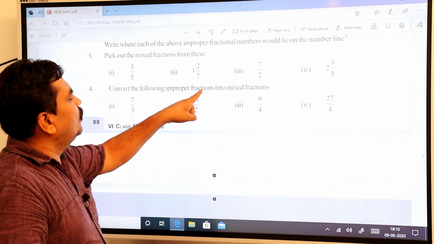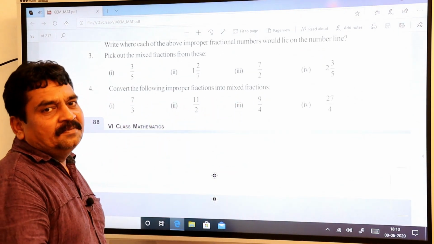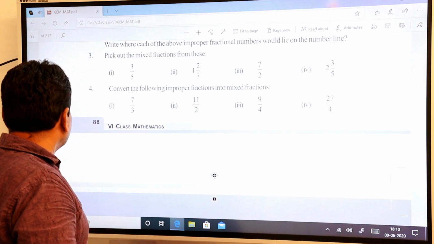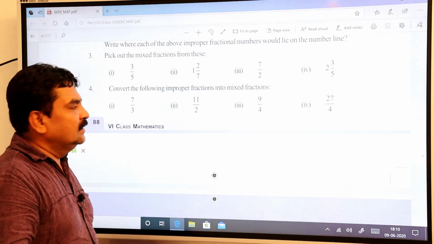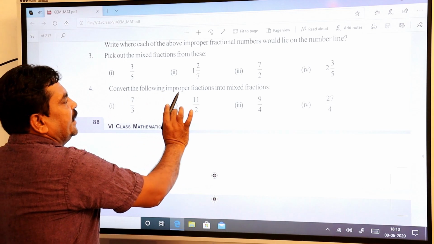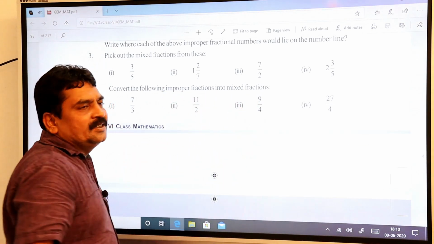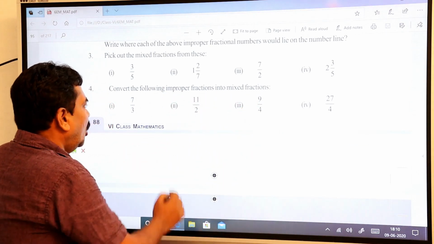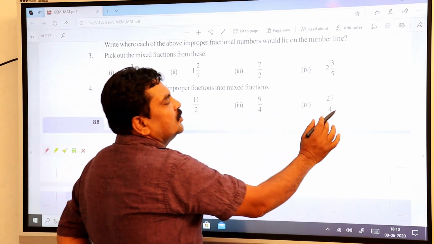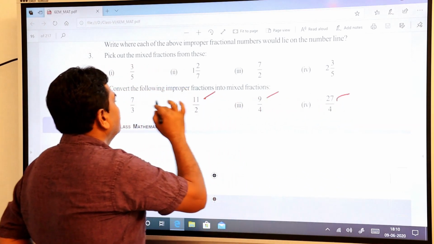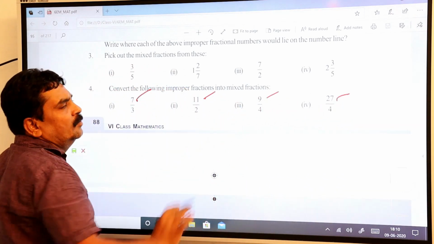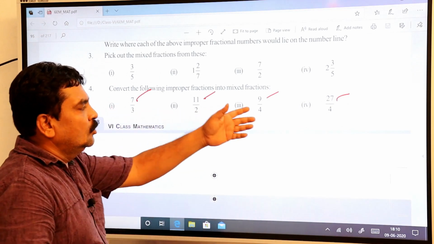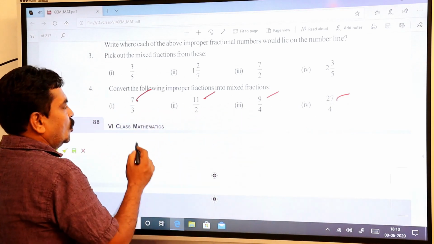Convert the following improper fractions into mixed fractions. So this is also very easy, right? Convert the following improper fractions into mixed fractions. All are improper fractions only. See, numerators are greater than denominators. I'll just do one. You can do the remaining as a part of your homework.